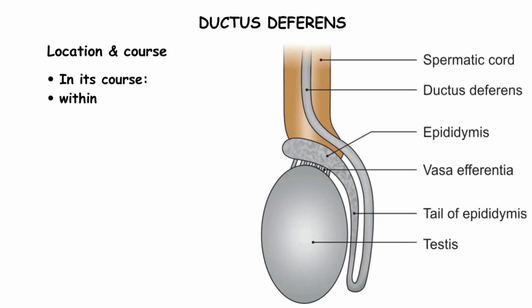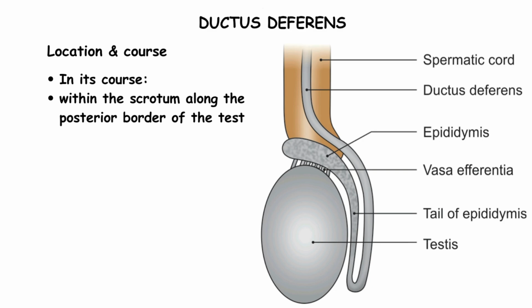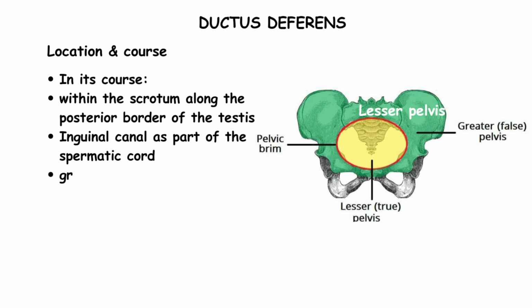Location and course of the ductus deferens. In its course, it lies within the scrotum along the posterior border of the testis, in the inguinal canal as a part of the spermatic cord, in the greater pelvis and in the lesser pelvis. The greater pelvis is the green part and the lesser pelvis is the yellow part. The ductus deferens comes inward to outward from the seminal vesicles.